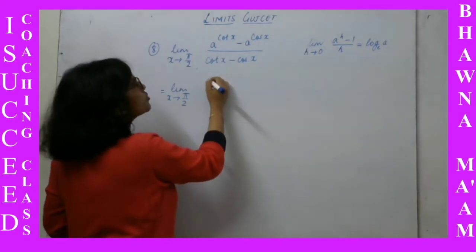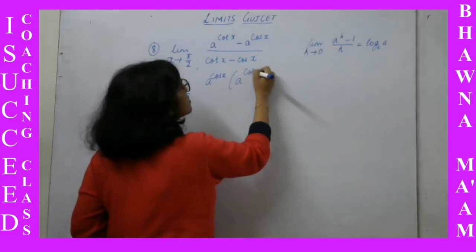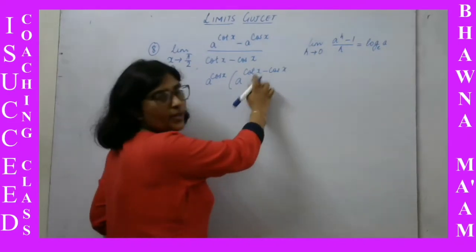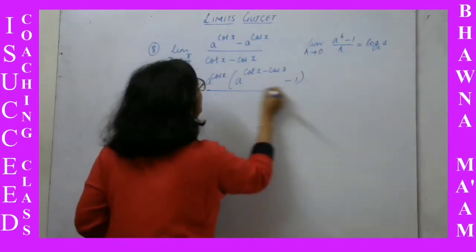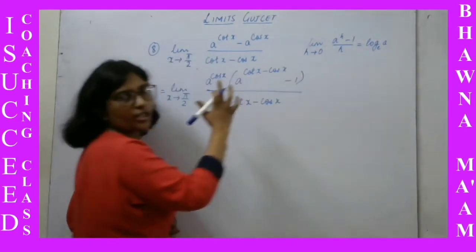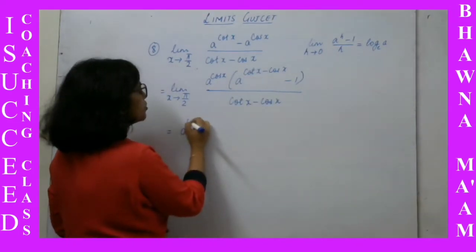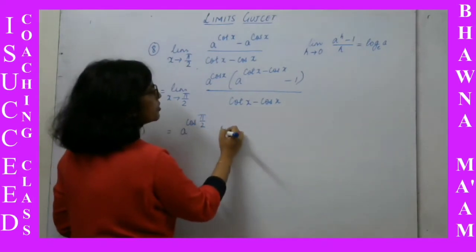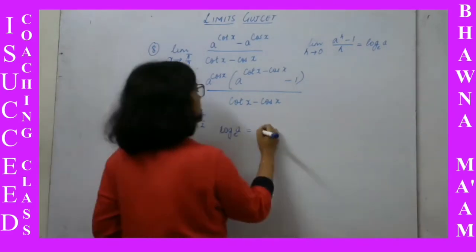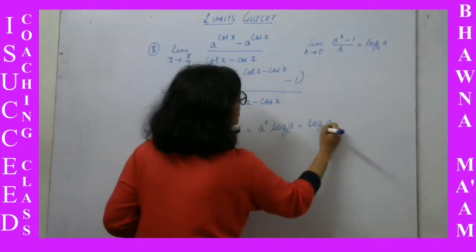Yes, it is. So what we will do is take a raised to cos x common from the numerator, and this will become a raised to (cot x minus cos x), and nothing is left here, so 1 it is. That makes it of the form (a raised to h minus 1) upon h, because this value is 0, and so this becomes log a raised to cos pi by 2 into log a to the base e, putting the limiting value. Cos pi by 2 is 0, so a raised to 0, or we can simply write it as log a to the base e.